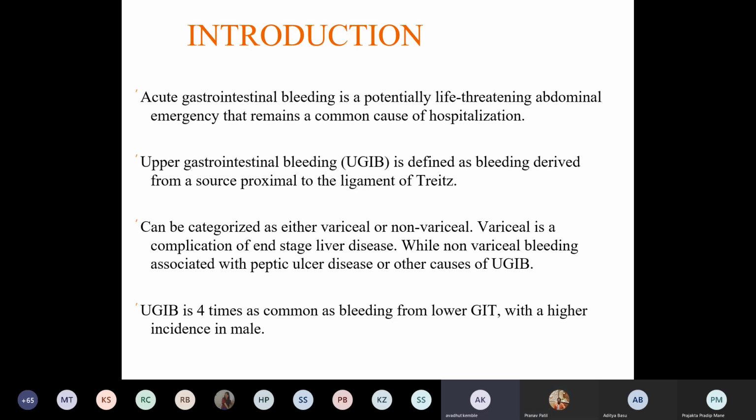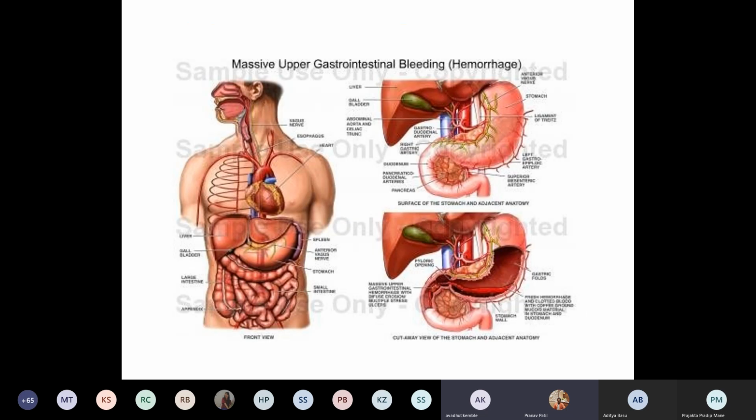Variceal bleeding is a complication of end-stage liver disease, while non-variceal bleeding is associated with peptic ulcer disease or other causes of upper gastrointestinal bleeding. Coming to the next part, these are the important structures present in the upper gastrointestinal tract: the esophagus, the duodenum and the stomach, the liver, and some attachments with it. All these nearby structures are the major sources of upper gastrointestinal bleeding.